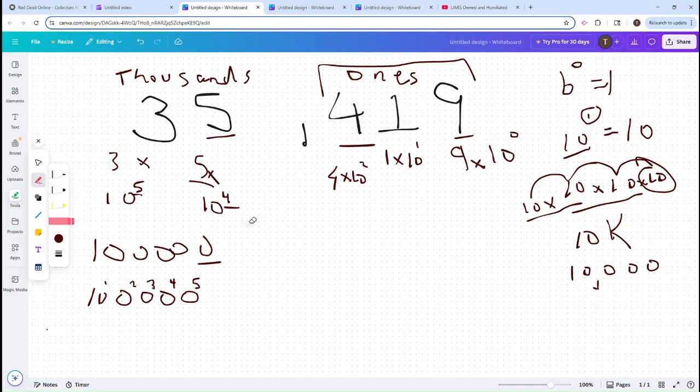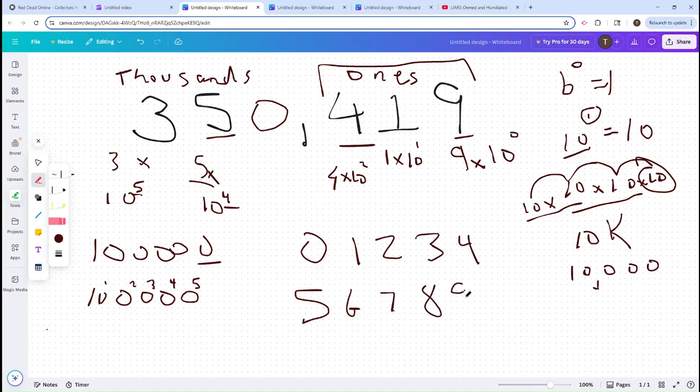We're not talking about the number 35,419. We're talking about the number 350,419. So there had to be a symbol again in that base 10 math that we use. There had to be a symbol for nothing. And with these 10 symbols, this is the symbol for nothing.